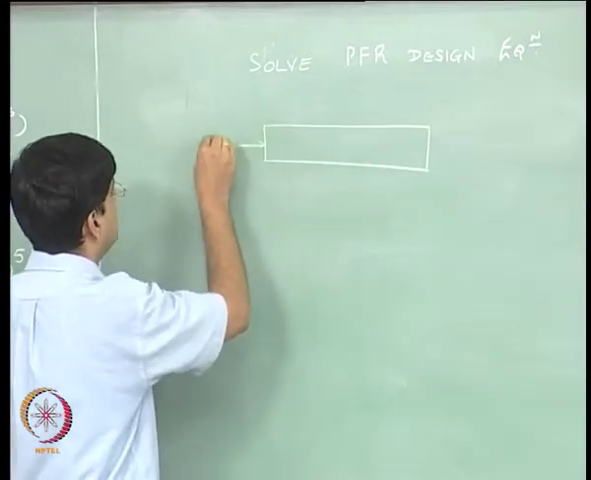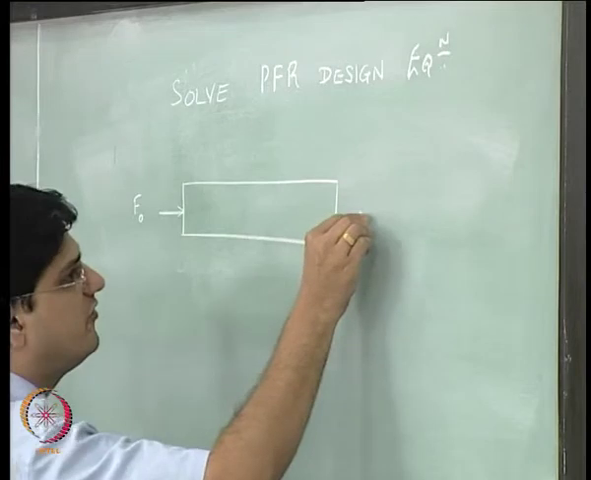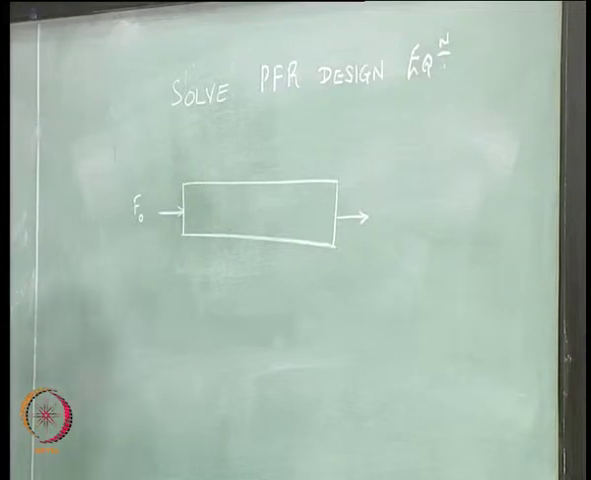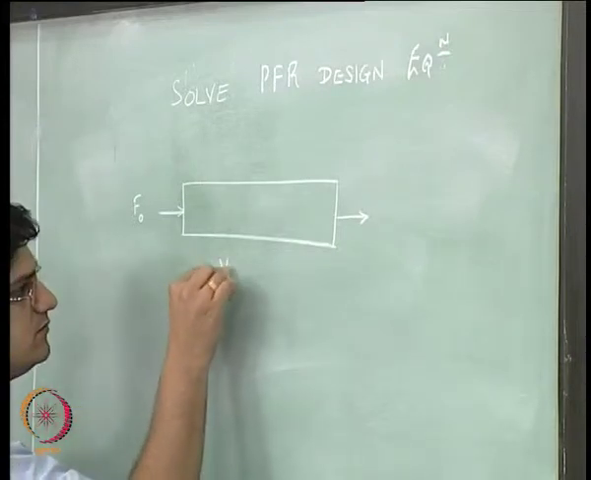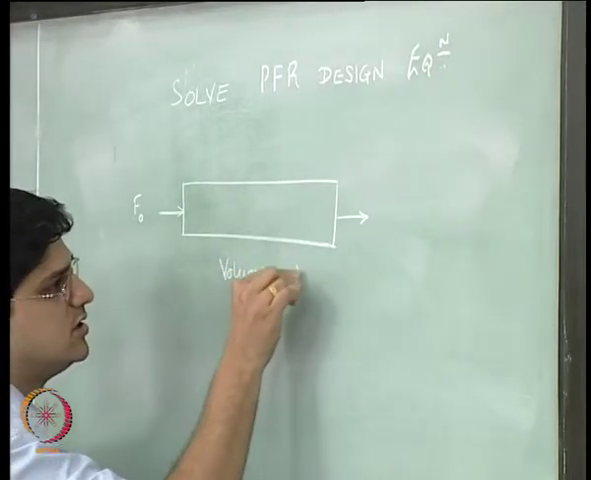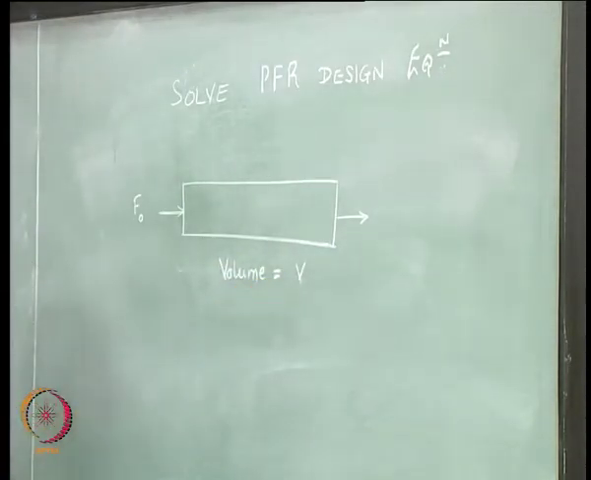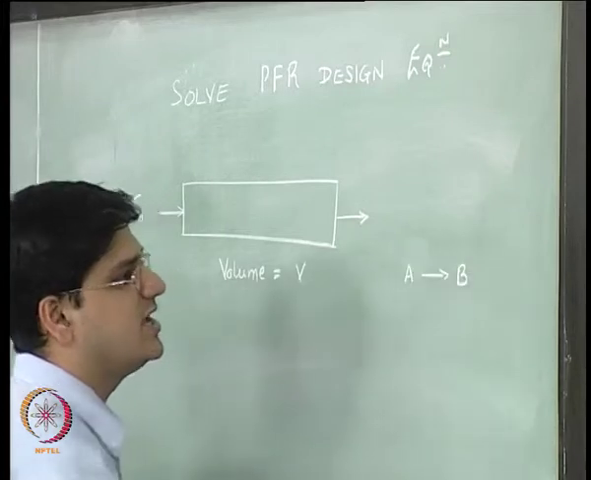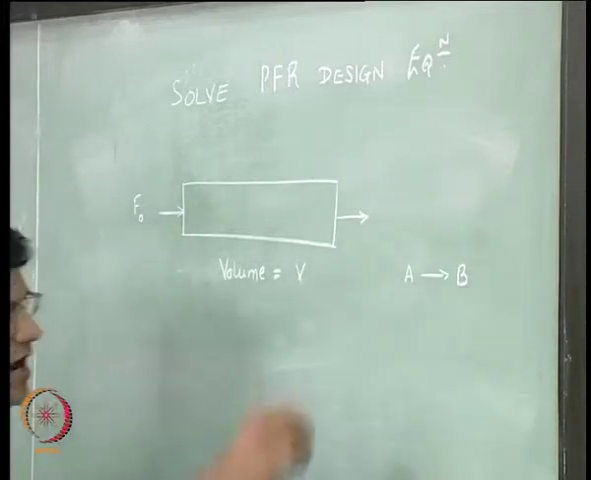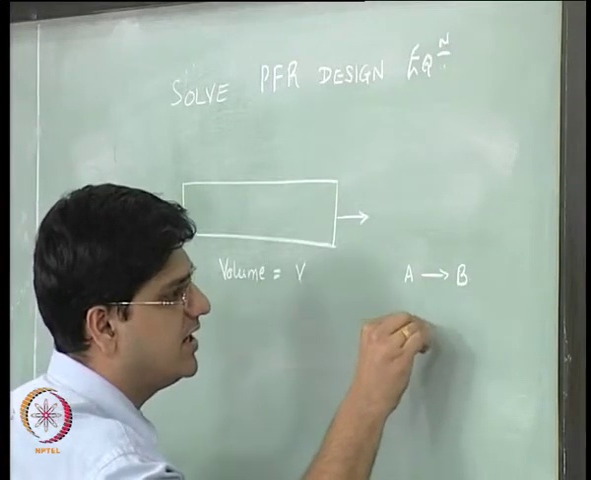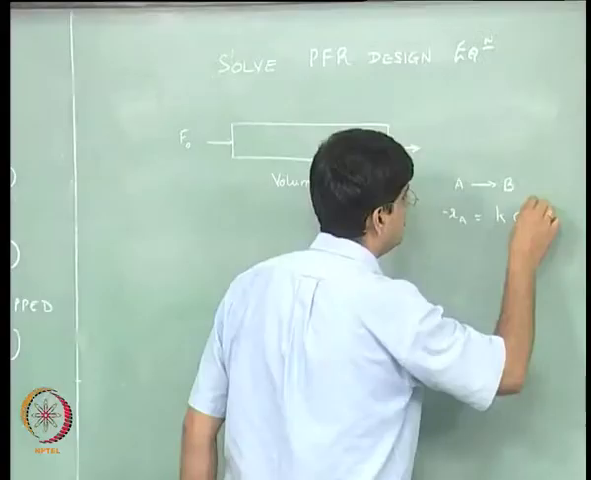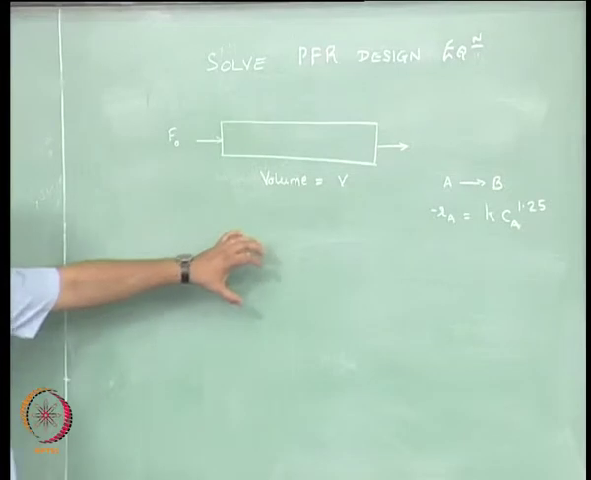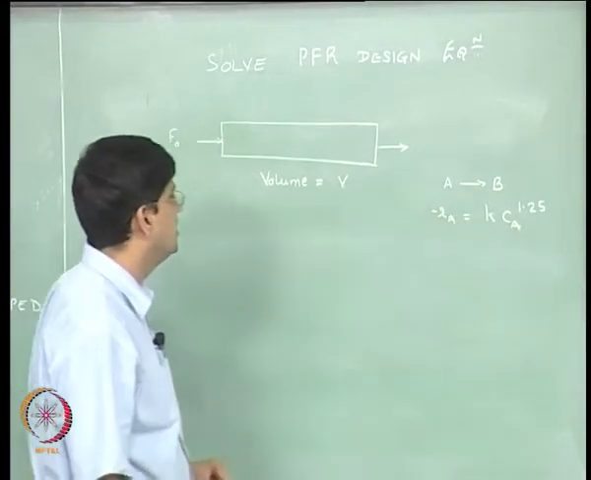What we talk about in plug flow reactor is we have the flow coming in with the overall volumetric flow rate F naught, and the overall volume of the PFR is going to be V. Some reaction takes place, let's call that A going to B, that is the reaction taking place within the system, and let us say the rate minus RA is some K times Ca to the power say 1.2 or say 1.25, arbitrary numbers. Okay. So this is, let us say, the rate of reaction taking place in the PFR.